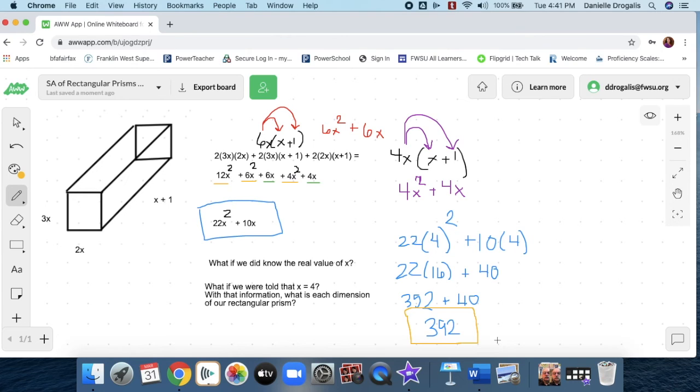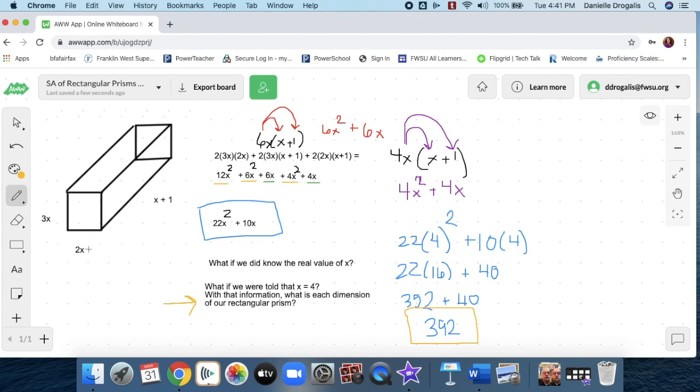Okay, so we've got our total surface area in a numerical component when we started in variables. And that was only possible because the problem provided us with this additional information of x's value. So let's take a look at this problem right here, this question. With that information, what must then be the dimensions of our rectangular prism? Well, we know the total surface area is 392.